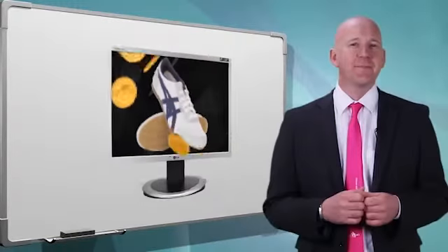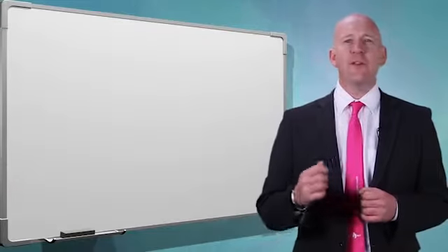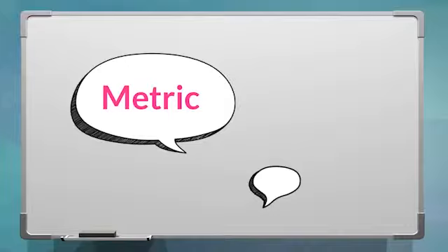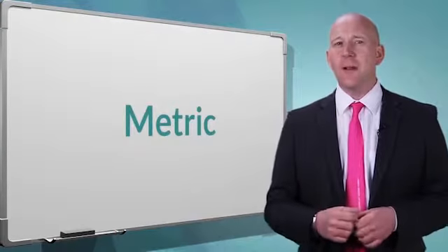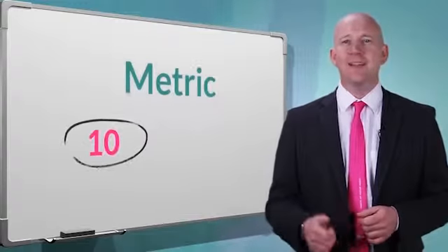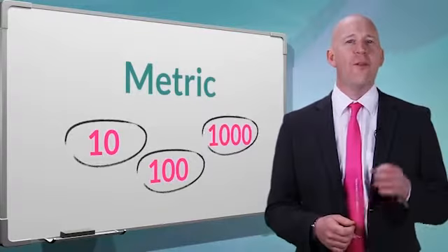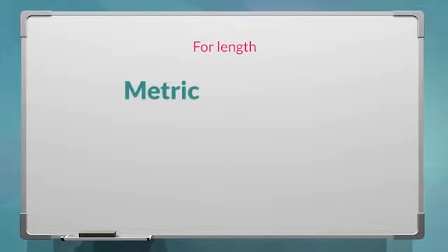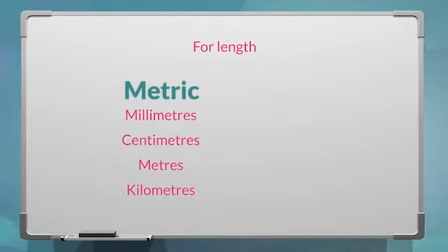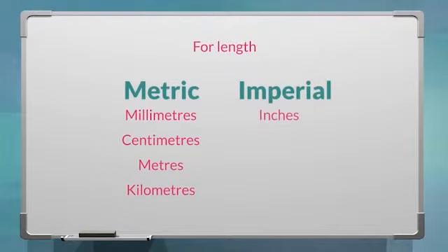I know I have. Okay, so first of all you need to know which units are described as being metric and which are described as being imperial. Metric units can be converted by multiplying or dividing by 10 or 100 or 1000. This does not work for imperial units. So for lengths, metric lengths are millimetres, centimetres, metres and kilometres. Imperial lengths are inches, feet, yards and miles.